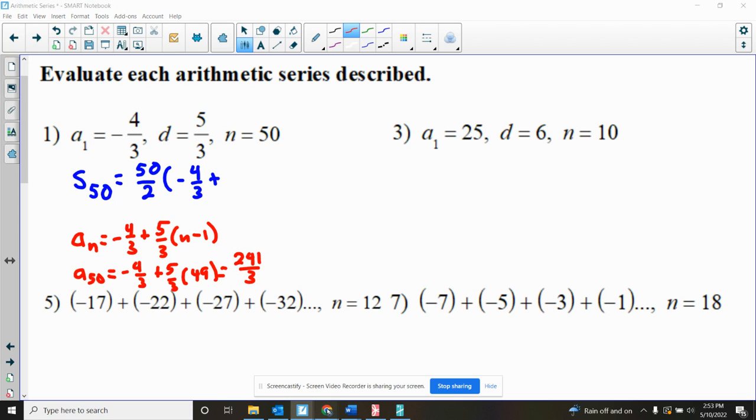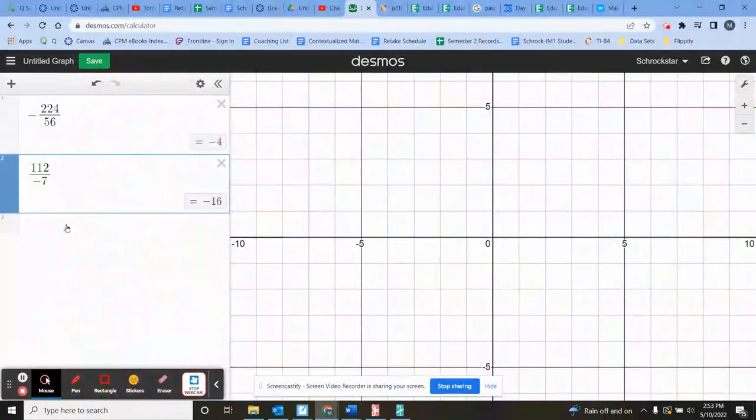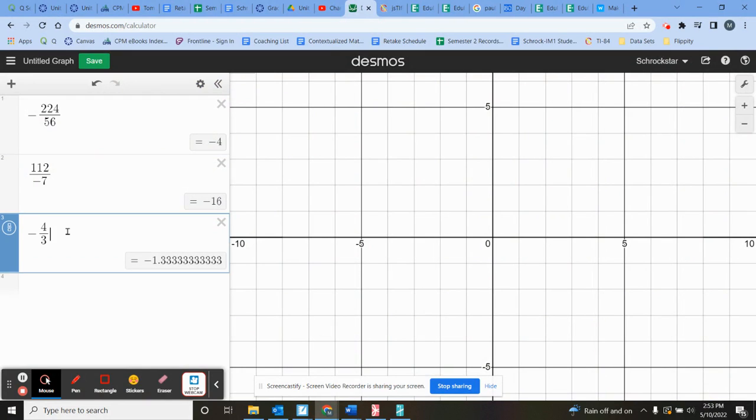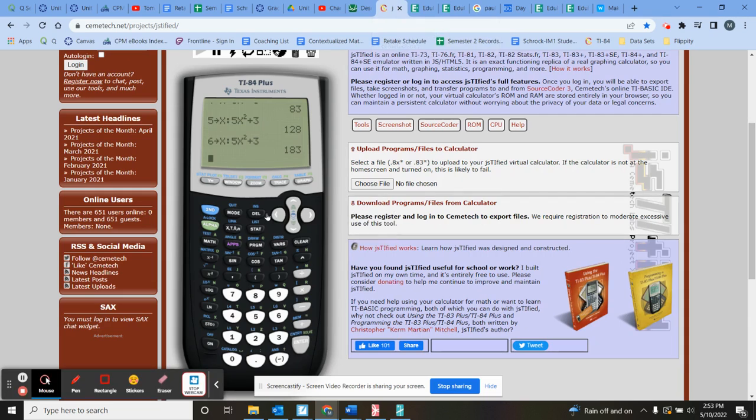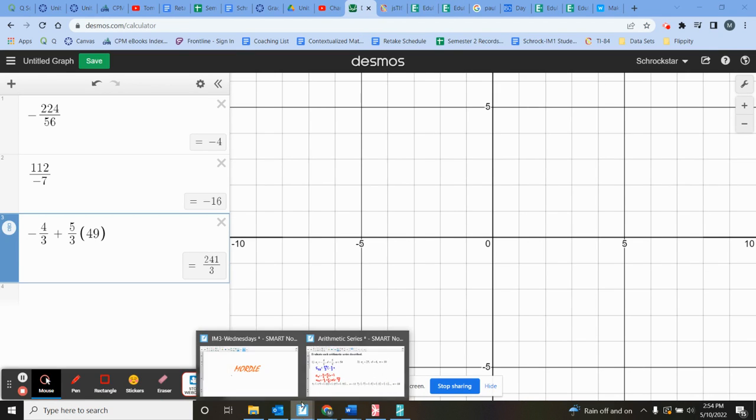So when you want to turn things into a fraction, if you are on Desmos, let me just do that calculation one more time in Desmos. Plus 5/3 times 49. Notice it gives you the decimal. To turn it into a fraction, just hit the little button up here at the front, and it gives you the fraction version instead. On the TI calculator, anytime you want a fraction, if you got a decimal, just go into your math menu and choose this very first option, and then press enter. It'll turn it into a fraction for you.